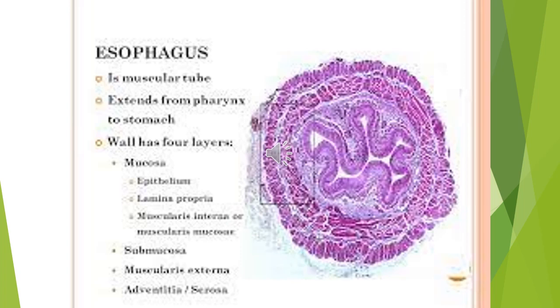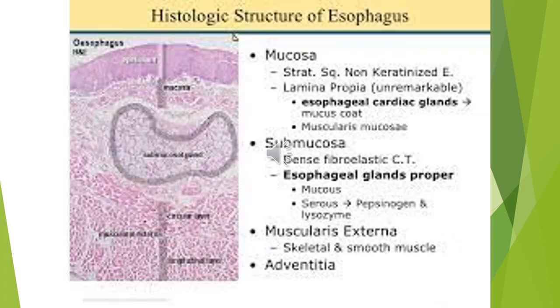Let's study these layers in detail now, starting with the mucosa. In the mucosa, again I repeat, what will be the epithelium? The epithelium is stratified squamous non-keratinized epithelium. I have told you all those viscera which are exposed to the outside will have stratified squamous epithelium, either keratinized or non-keratinized. So in case of the esophagus, the epithelium is stratified squamous non-keratinized.